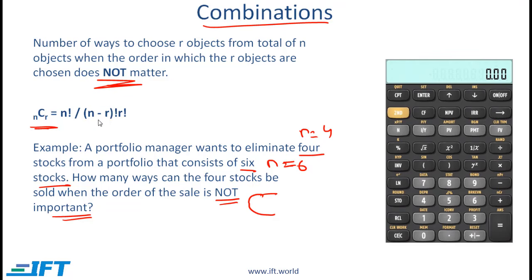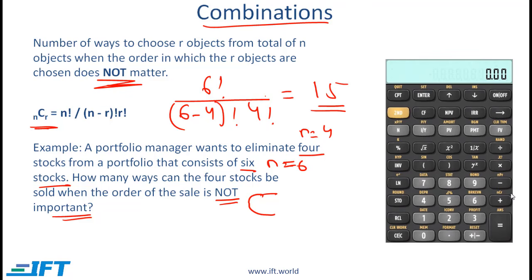If you plug in over here, you have n factorial, which is 6 factorial, divided by n minus r, that is 6 minus 4 factorial, multiplied by r factorial. r is equal to 4, so multiplied by 4 factorial. When you do the maths, you get 15. And again, notice that you can do nCr directly on the calculator. So just type in 6, second, nCr, 4, and that should also give you 15.